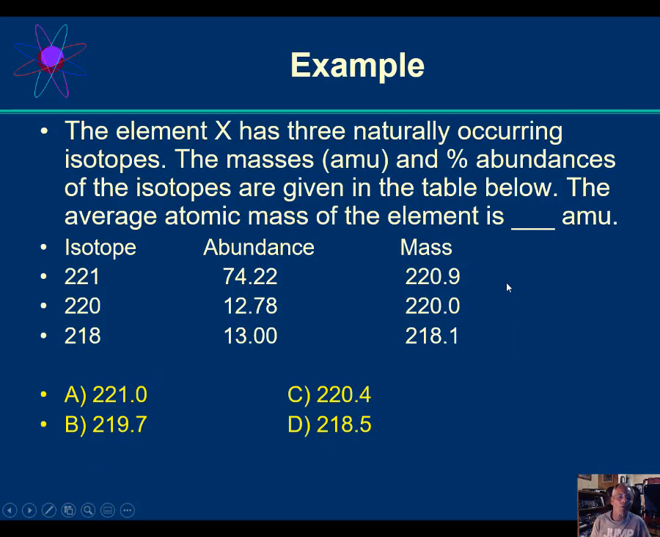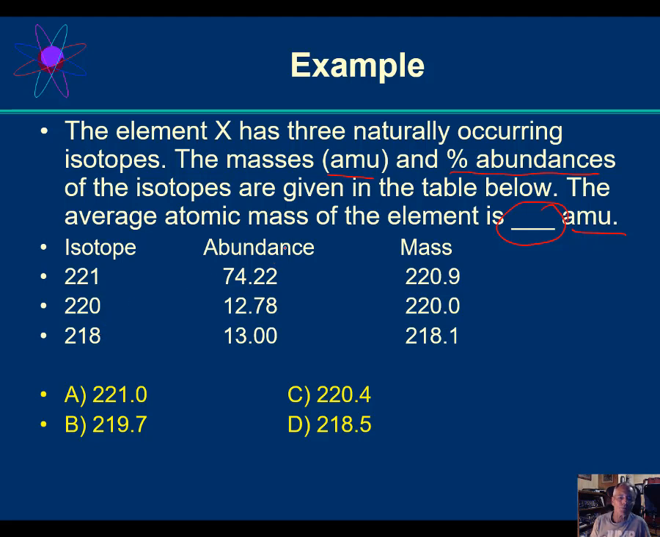So here's our example. The element X has 3 naturally occurring isotopes. The masses in AMU and the percent abundances of the isotopes are given in the table below. And essentially this is just asking me for what is the average atomic mass in atomic mass units, AMU. So we see we have 3 isotopes for element X: isotope 221, 220, and 218.